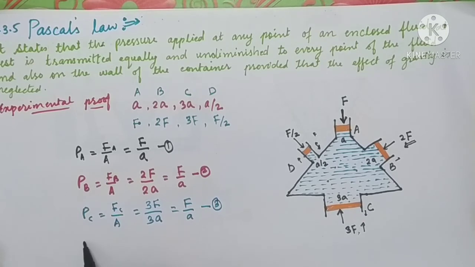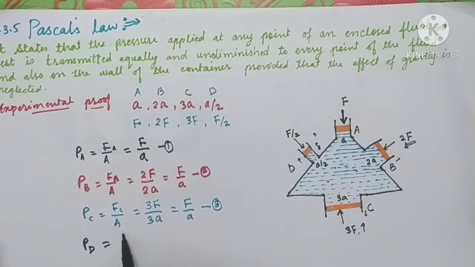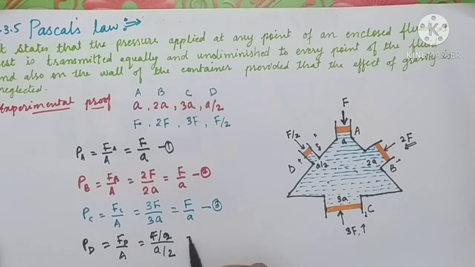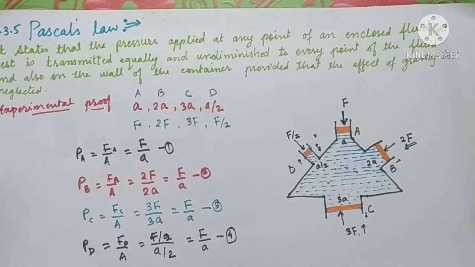And the last one, for point D: the pressure at point D is F_D upon A. The force at D is half that of A, so F by 2, and the area is A by 2. The 2 will get cancelled, and you get F upon A. Equation number 4. What does it mean?